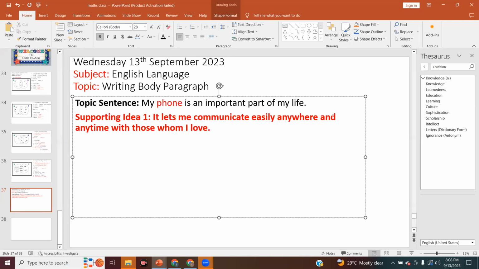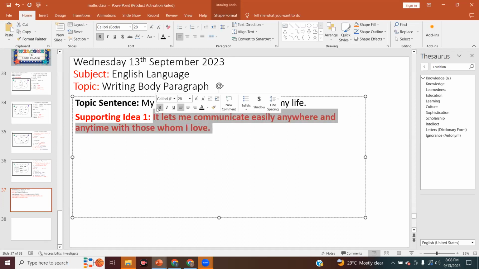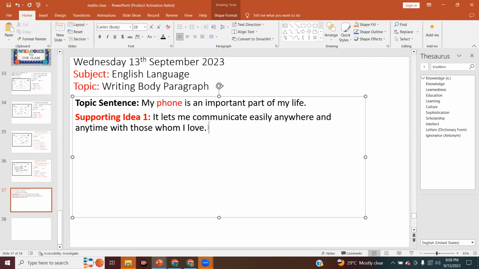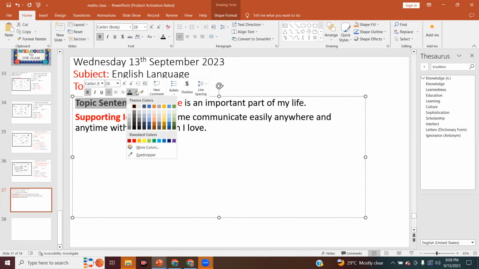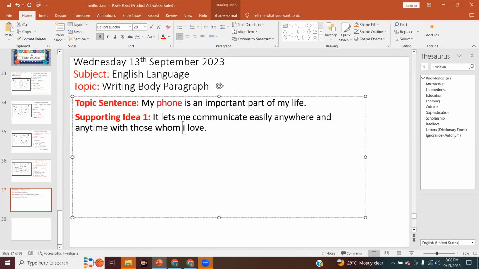Good. You also have to write down. Yes, write this down for me. I am teaching you how to write a paragraph, how to set it up, because a lot of you don't know how to set up a paragraph. So you start your paragraph with a what? Topic sentence. Then after you have the topic sentence, you have to think about one important supporting idea. And we say, why is the phone an important part of my life? Because it lets me communicate easily anywhere with those whom I love.